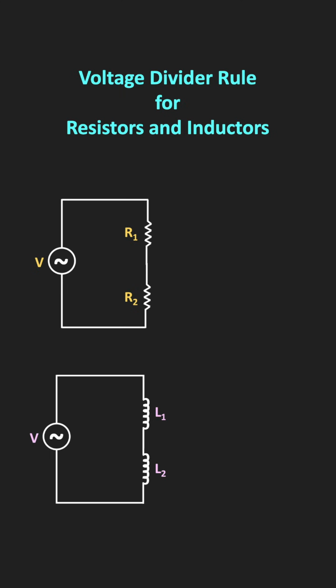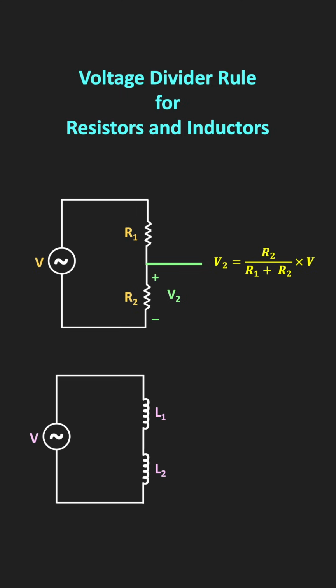As you know, in case of the resistors, if two resistors are connected in series, then the voltage across the specific resistor R2 can be given by the following expression. That is the value of the resistor R2 itself divided by the equivalent resistance of all the resistors connected in series, and then multiplied by the voltage V.